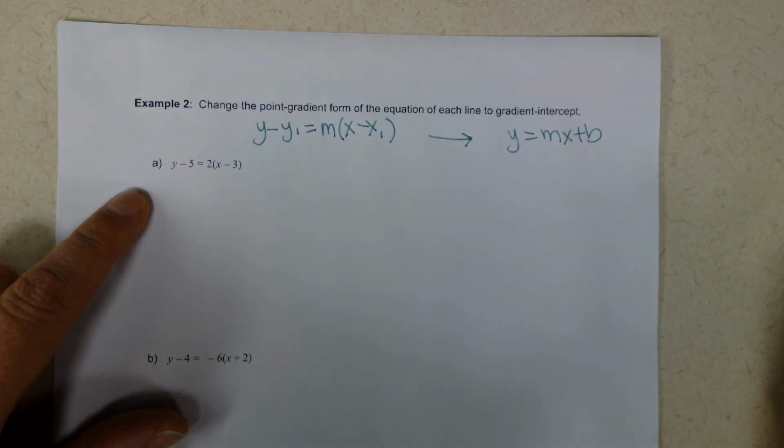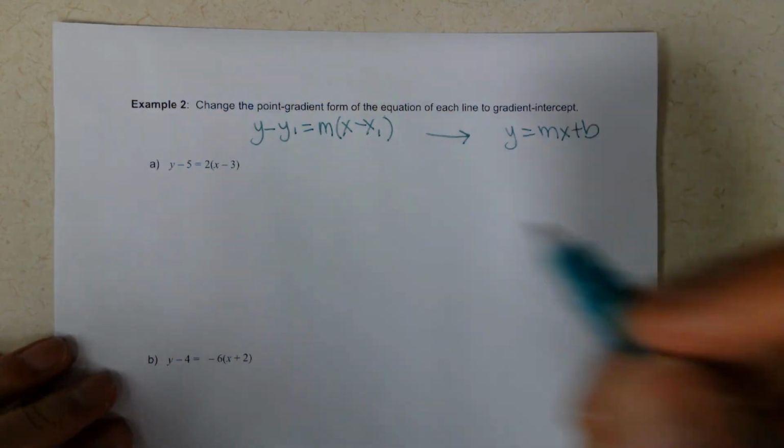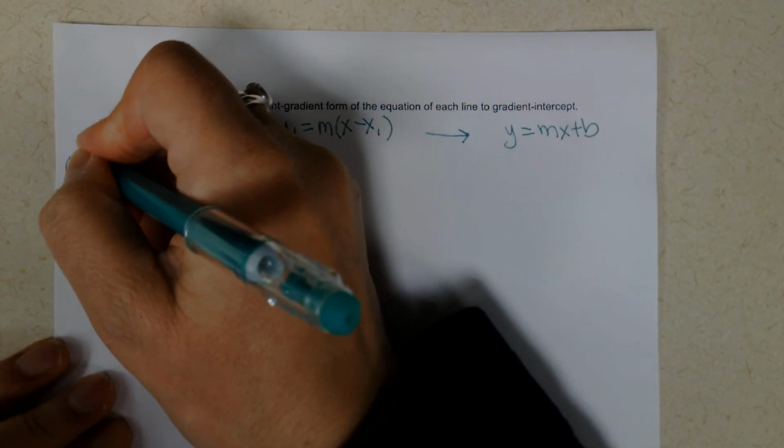Y minus 5 equals 2 times the quantity x minus 3. The very first thing is get rid of this parentheses. So the very first thing is to distribute.